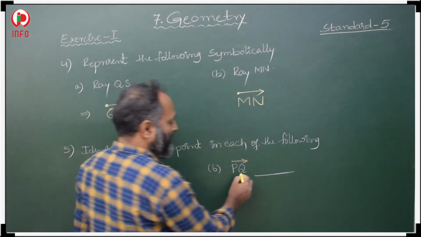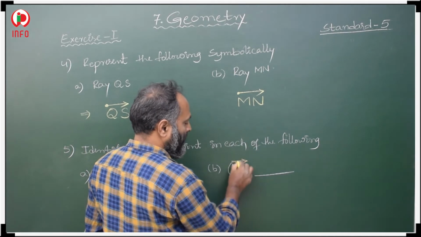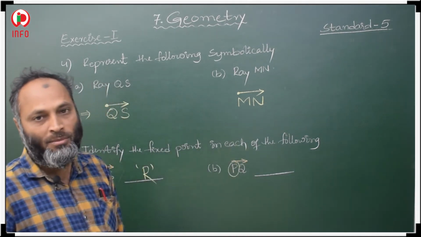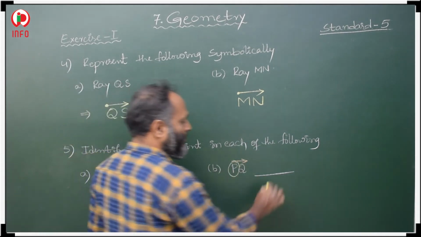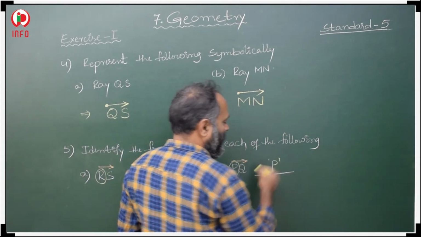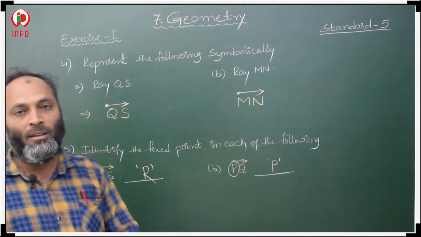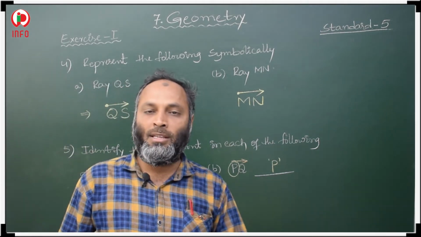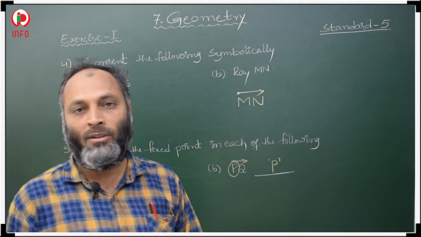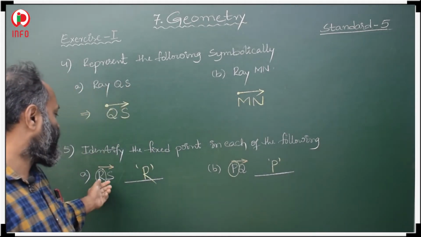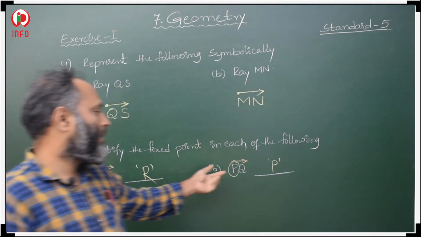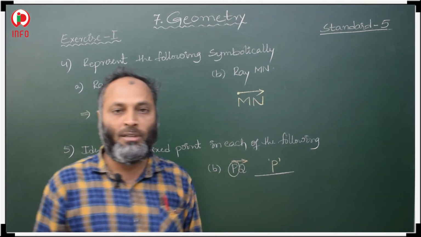What is the fixed point in PQ? P. The initial point is the fixed point. P is our fixed point. The initial point in a ray means the starting point, the starting letter. So that is the fixed point. In RS, R is the fixed point. In PQ, P is the fixed point.